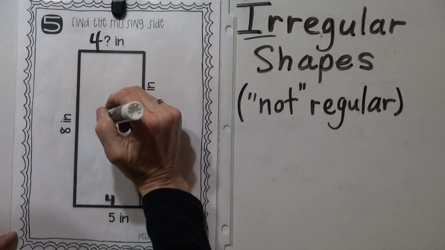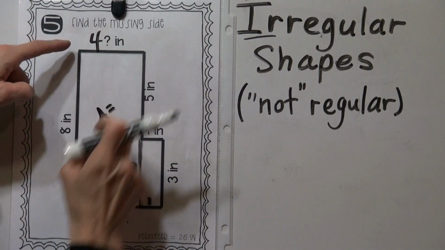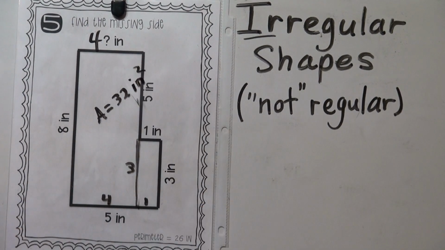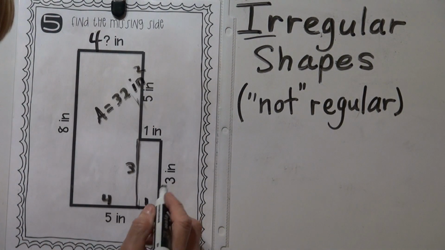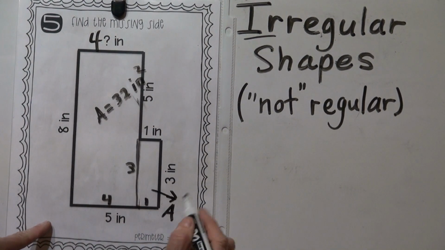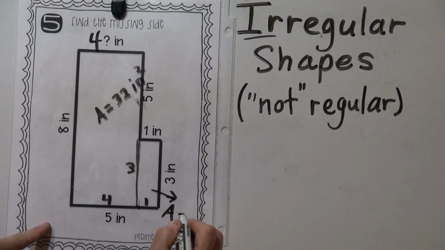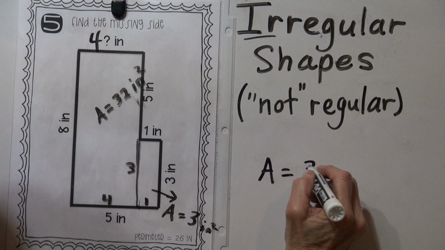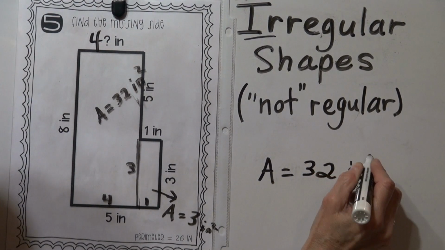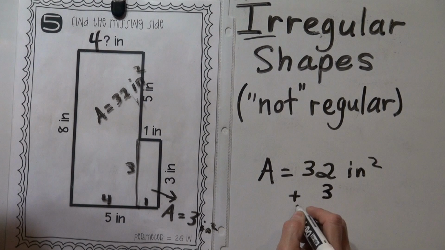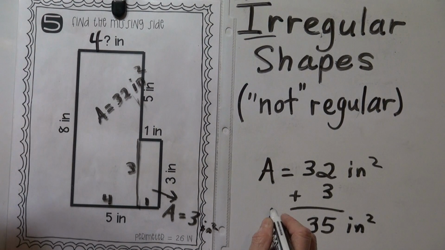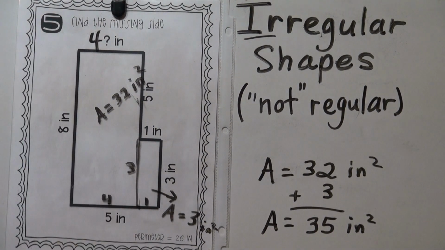This rectangle here, length times width would be 32 square inches for this big one. And this smaller one here would be length times width. 3 times 1 is 3 square inches. Let's come over here, total it up. 32 square inches plus 3 square inches is 35 square inches for the total of this irregular shape.